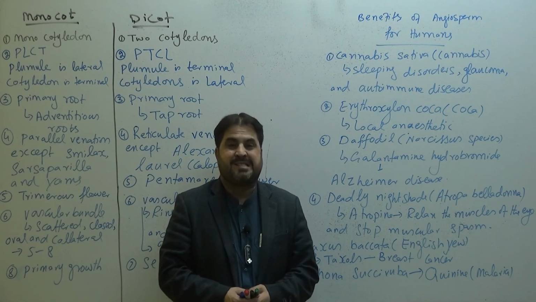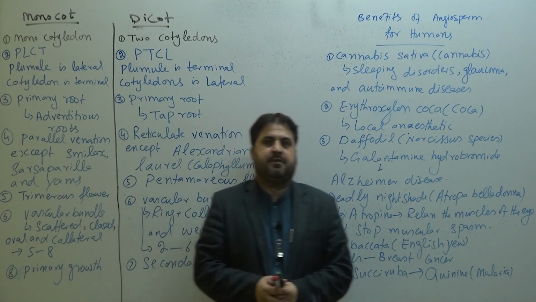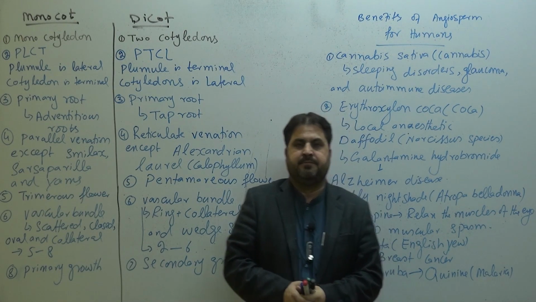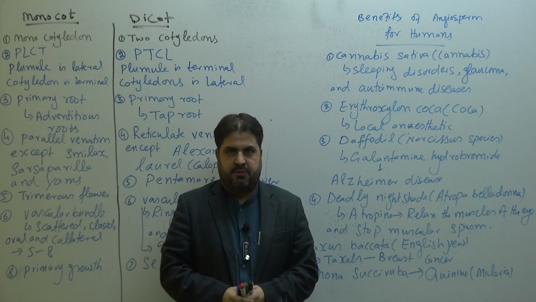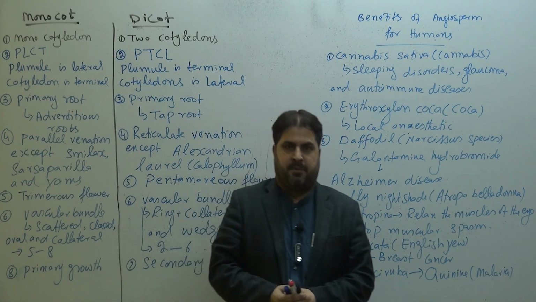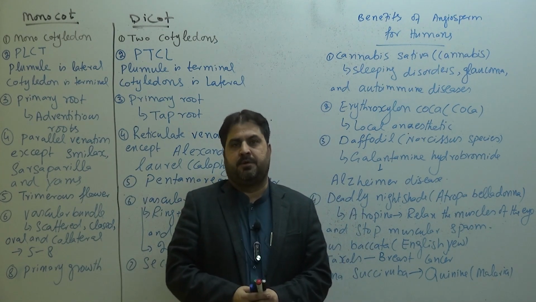Today we are going to discuss the topic: the difference between monocot and dicot. Monocot and dicot are actually the two subclasses, subgroups, of the angiosperm plant.